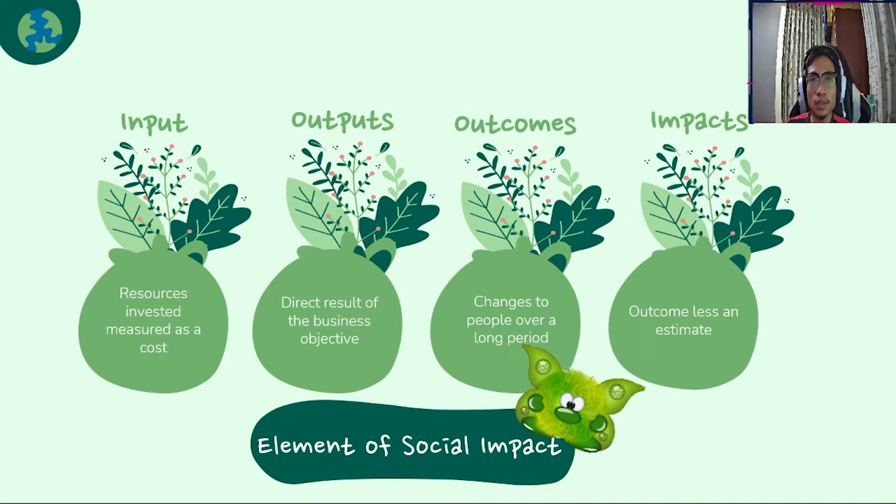There are four elements of social impact of environmental costs. The first element is input. It is where the resources that have been invested in business activity will be measured as a cost. The second element is outputs. It is the direct and tangible result produced from the business activity or the program of the business. The third element is the outcomes. It is where the changes happen to the people resulting from the business activity or the program. The last element is the impacts. It is an outcome less an estimate of what would have happened anyway.